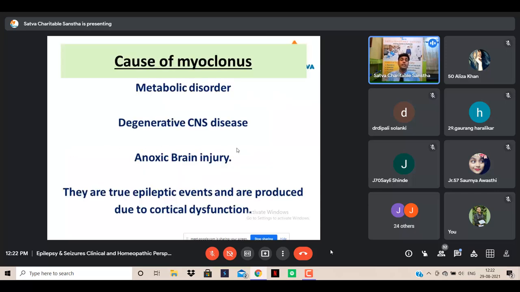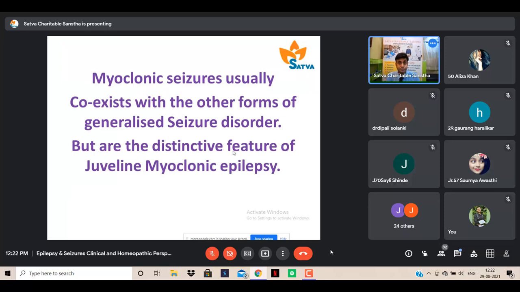The cause of myoclonic seizures can be underlying metabolic disorders, or CNS degeneration, or a brain injury or trauma. They are true epileptic events and are produced because of some cortical dysfunction. So we may have to find what is the cause of the disease in the case of myoclonic seizure. Myoclonic seizure is a type of convulsion where there are sudden jerking movements, and the person is otherwise normal.